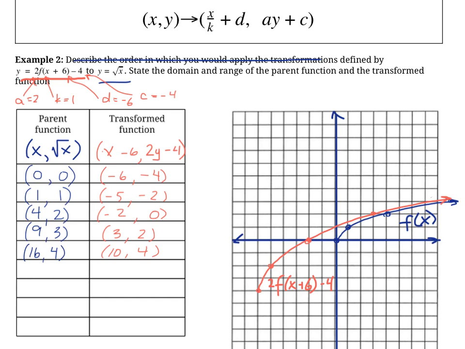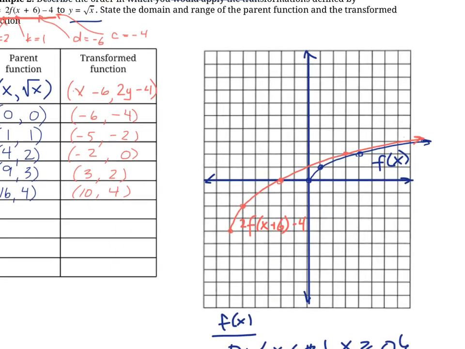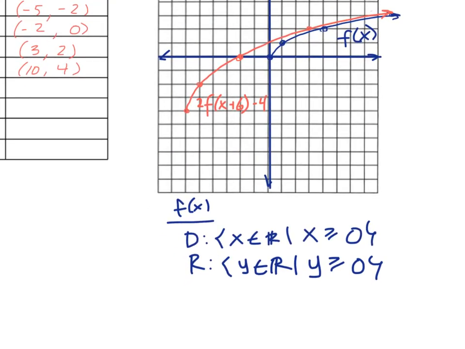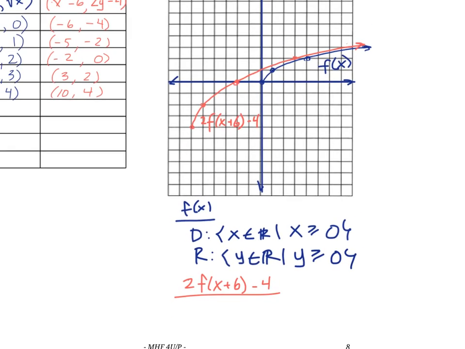Pretty easy, right? You don't have to worry about taking into account all the individual transformations. All you have to worry about is plotting a few points and transforming those few points. So let's find the domain and range of this transformed function. This is the domain and range for 2f(x plus 6) minus 4, right? So what's the domain of this function?